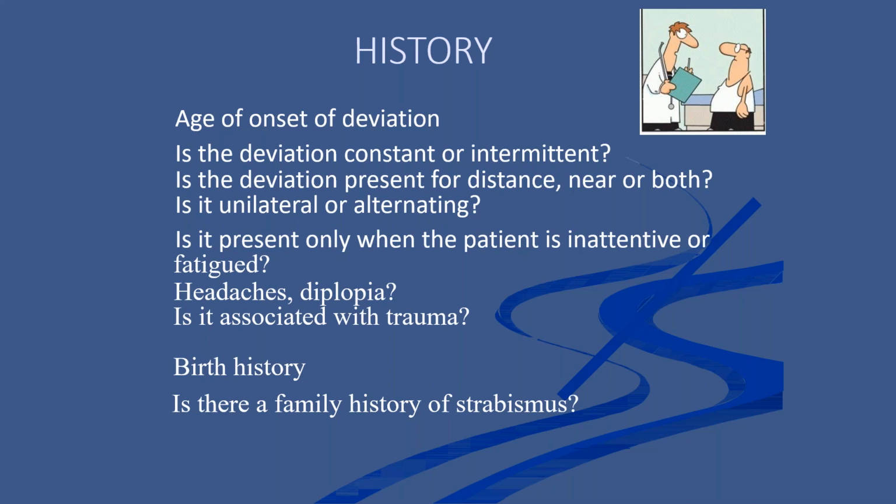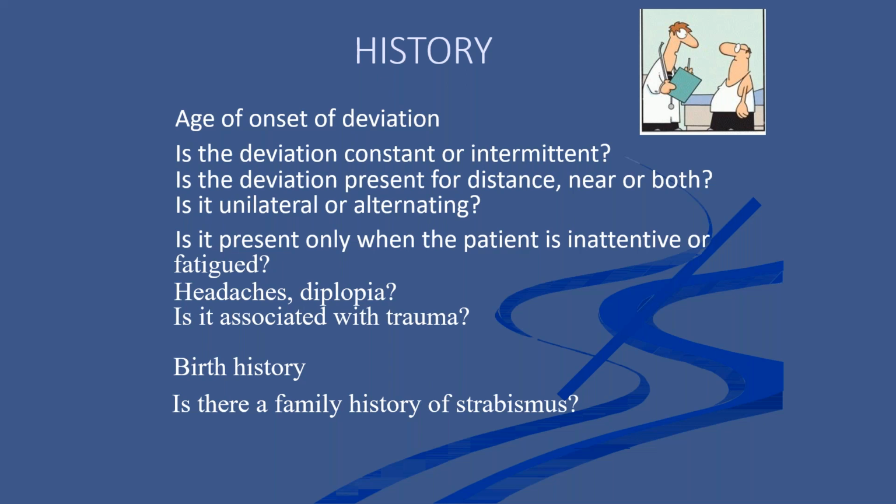Then you need to ask whether the deviation is constant or intermittent. Again, this is to come to a diagnosis or be able to localize where the pathology could be. And then you have to ask whether the deviation is present for distance or near or for both. Again, that tells you a lot about the possible etiology of the deviation. Or if it is unilateral or alternating. Then you also have to ask for any factors that could exacerbate the deviation. When the patient is inattentive or fatigued, the fusion mechanism is lost, and the person might manifest the deviation more.